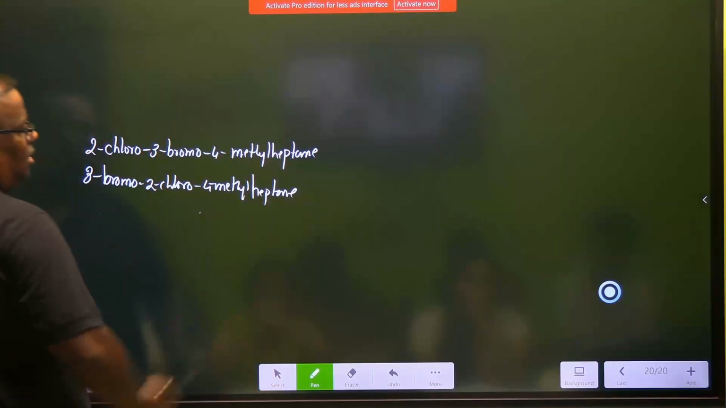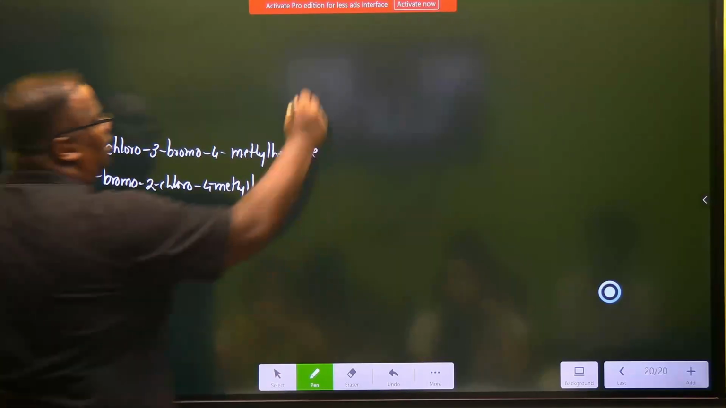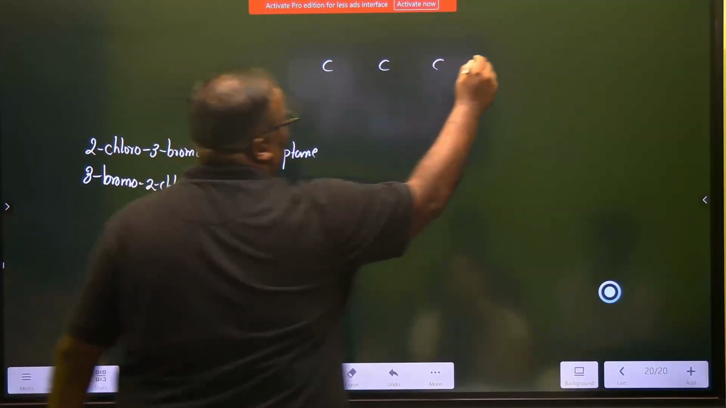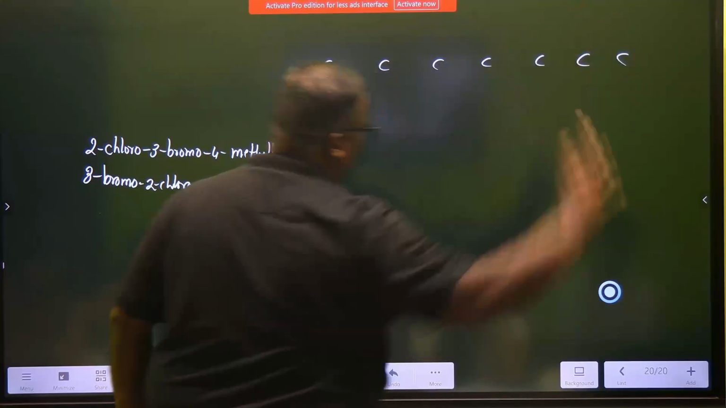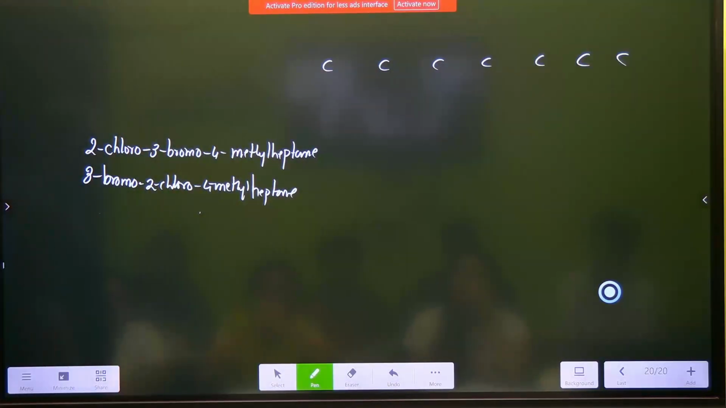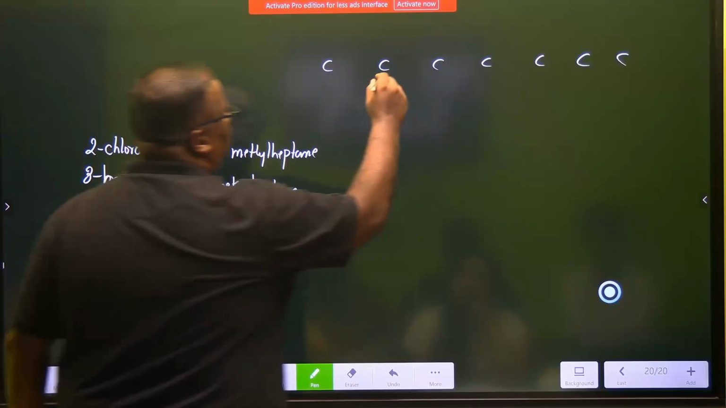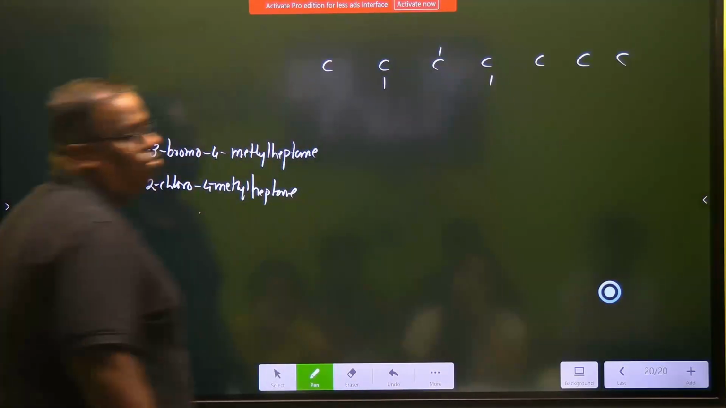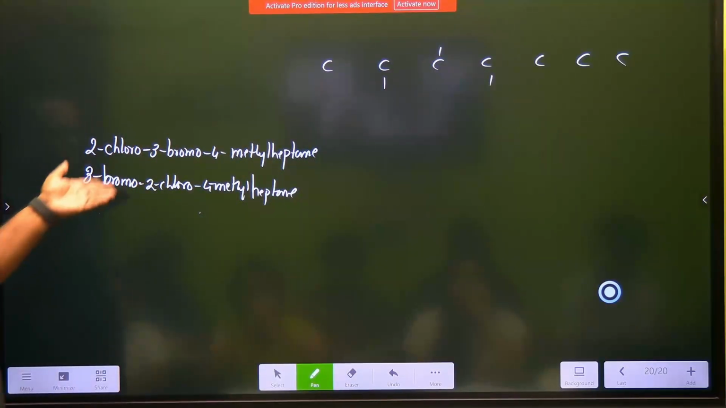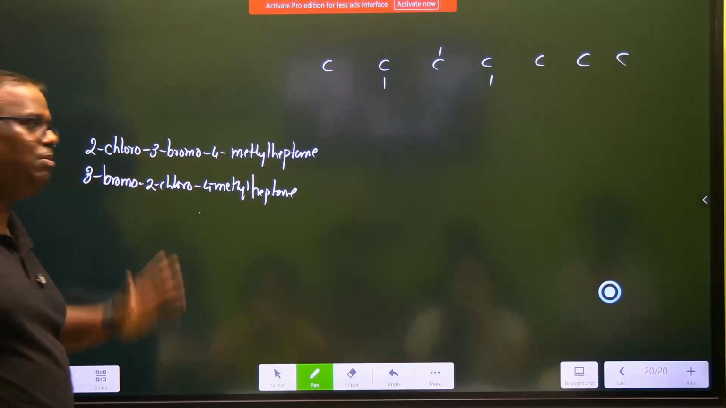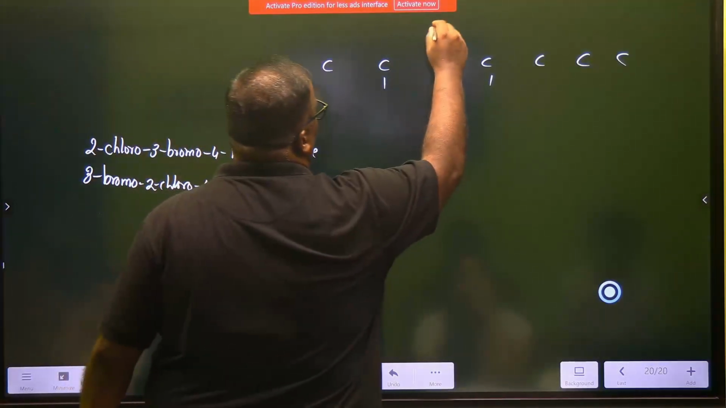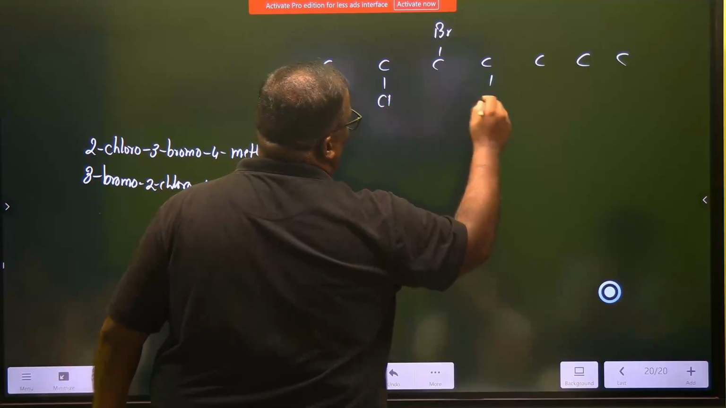Let's use it. What is the chain? Heptane. 1, 2, 3, 4, 5, 6, 7. Branching is at 2, 3, 4. What are the branchings? Go by this or go by this. Here also it says bromo at 3. Here also it says bromo at 3. So bromo at 3, chloro at 2, and methyl at 4.